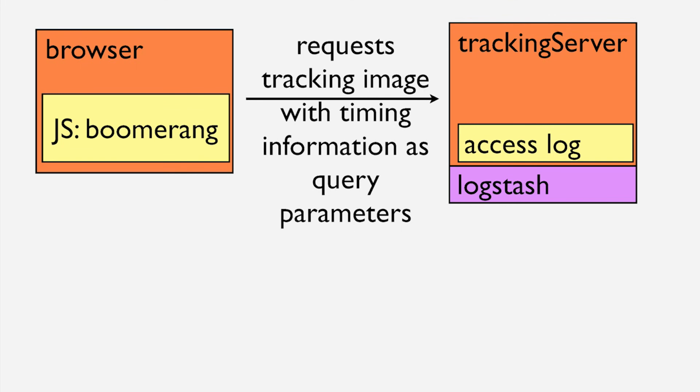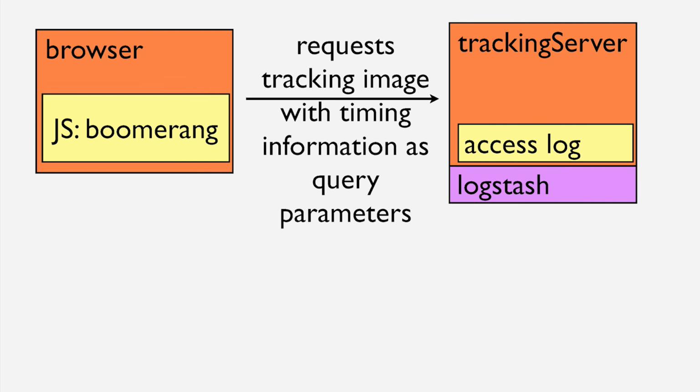In our case, our setup would look like this. We have our browser with JavaScript sending all these tracking requests to our tracking server. The tracking server puts this tracking request in our access log, does nothing more, and then we have a Logstash instance running on it, tailing on this access log. This would be the input part of Logstash.